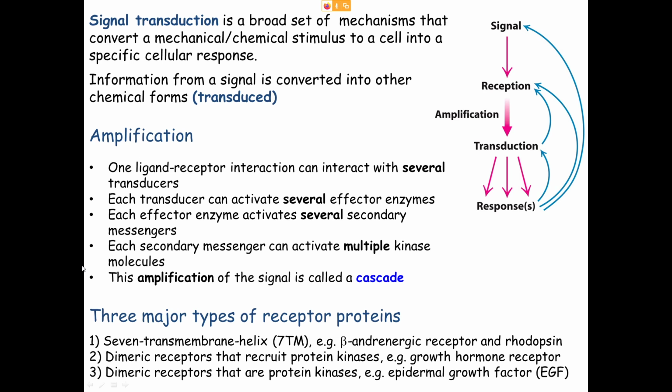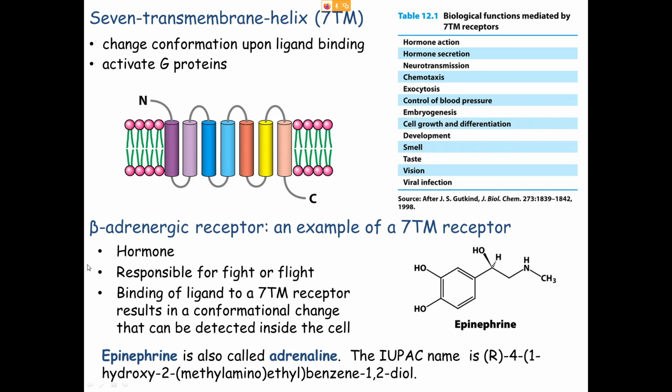Okay, so let's look at these three types. The first one you've already seen, the 7-transmembrane type, where the protein crosses the membrane 7 times. So one end will end up on the inner side of the membrane, and one end on the outer side. These 7 alpha helices don't line up like this. They fold into a cluster or a bundle. And these types of receptors are used for all of these functions you see on the right. So it's most of our functions.